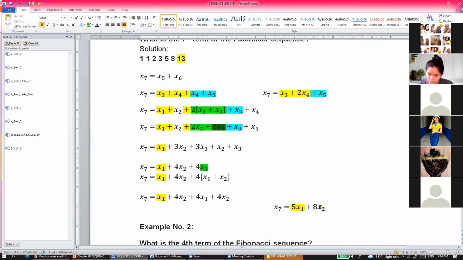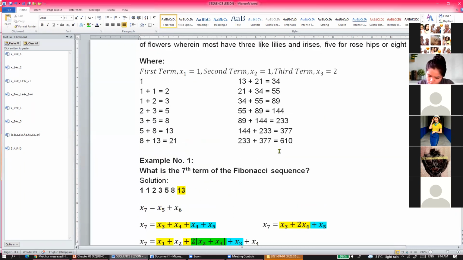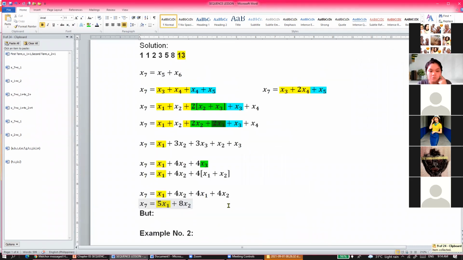Okay, finally. Tingnan nyo, nakasulat sa taas, X sub 1 is 1. And X sub 2 is 1. Copy-paste ko, no?